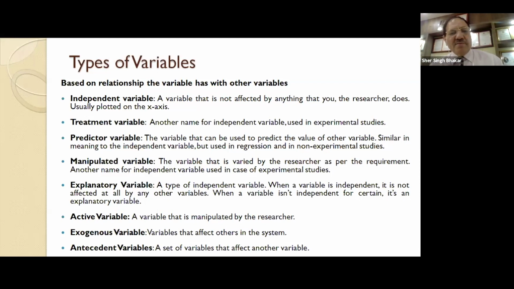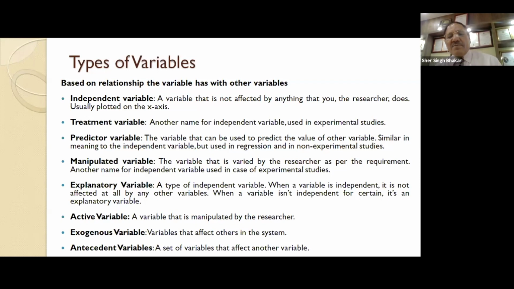Right, so predictor variable. Manipulated variable. Again, treatment variable and manipulated variable are the same. A manipulated variable is the variable that is varied by the researcher or experimenter. Again, it is used in experimental studies. In experimental studies only it is used, but it's also an independent variable that is manipulated or changed. The next name used is explanatory variable.